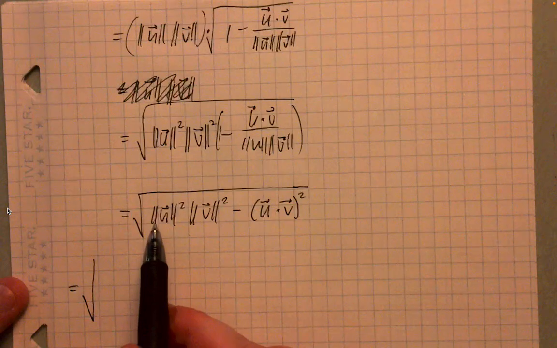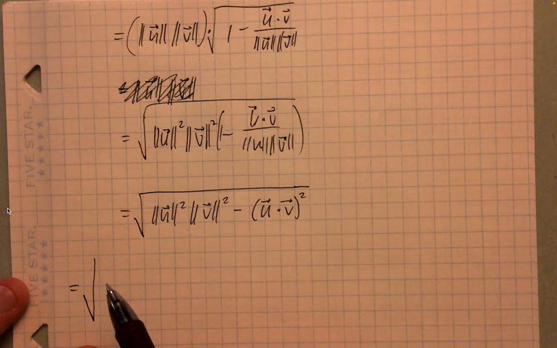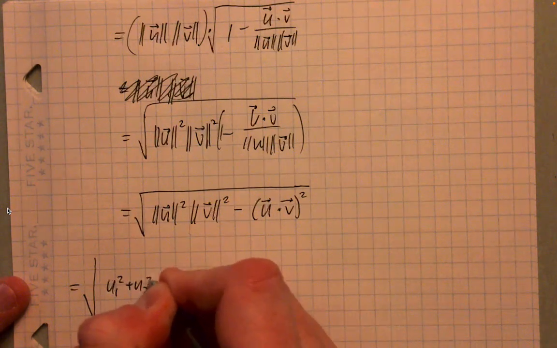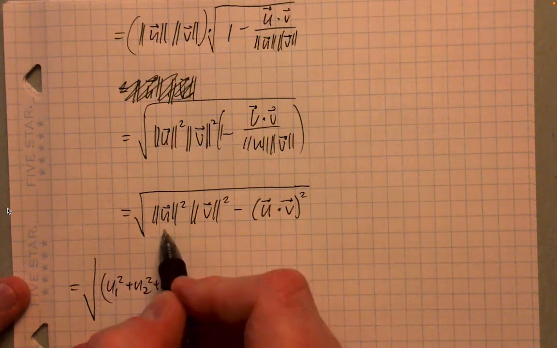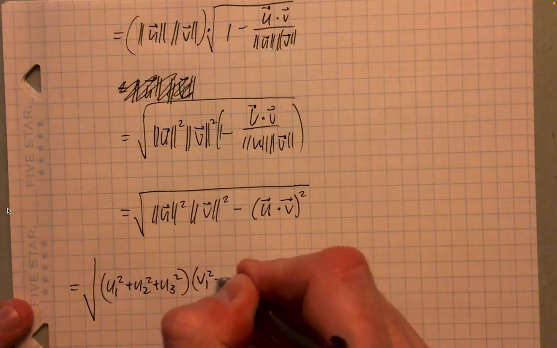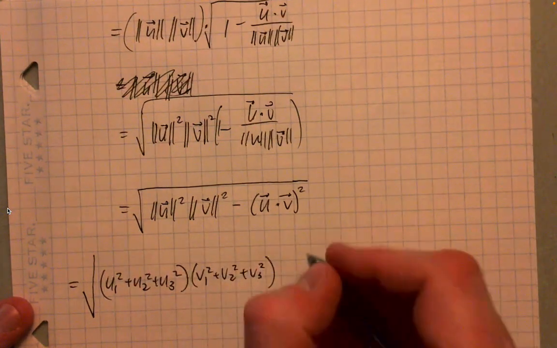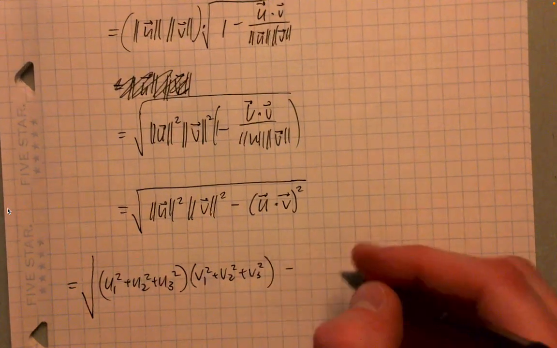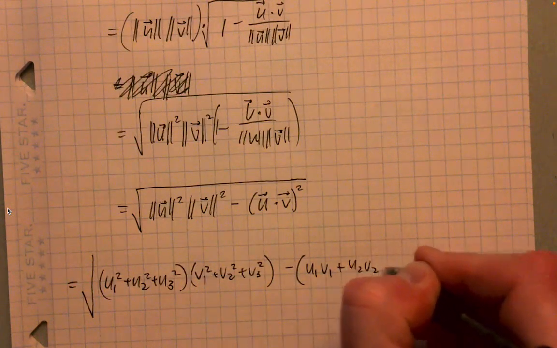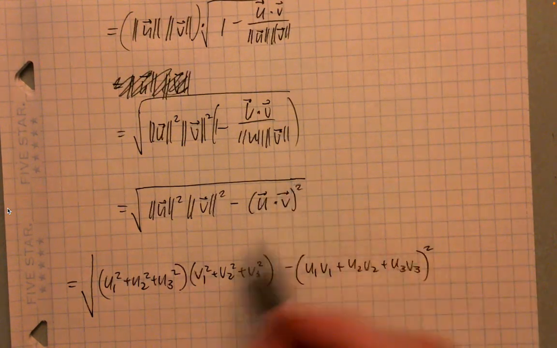Okay, so the norm of u squared, this is a three-dimensional vector, a space vector. So it'll be u1 squared plus u2 squared plus u3 squared. That's this guy. And then times the same thing for v: v1 squared plus v2 squared plus v3 squared. That's this one. Minus, now we've got the dot product here. So remember the dot product is u1v1 plus u2v2 plus u3v3. All right, we'll square that because it's squared.